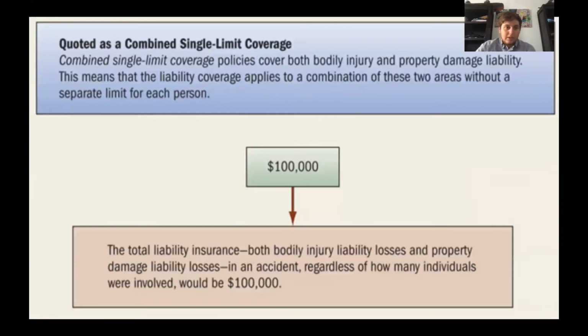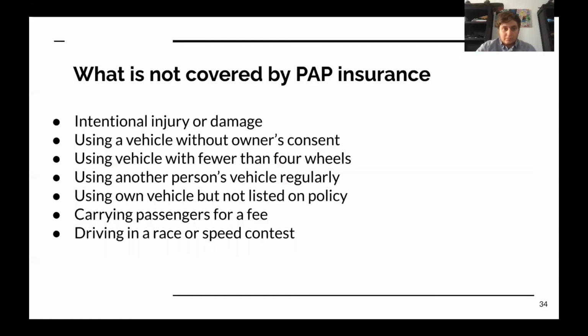The other one is the combined single limit coverage. It quotes a total number for what will be paid in an accident. So in this case, 100,000 is the total liability insurance. Both liability and property losses in an accident might be capped at $100,000.